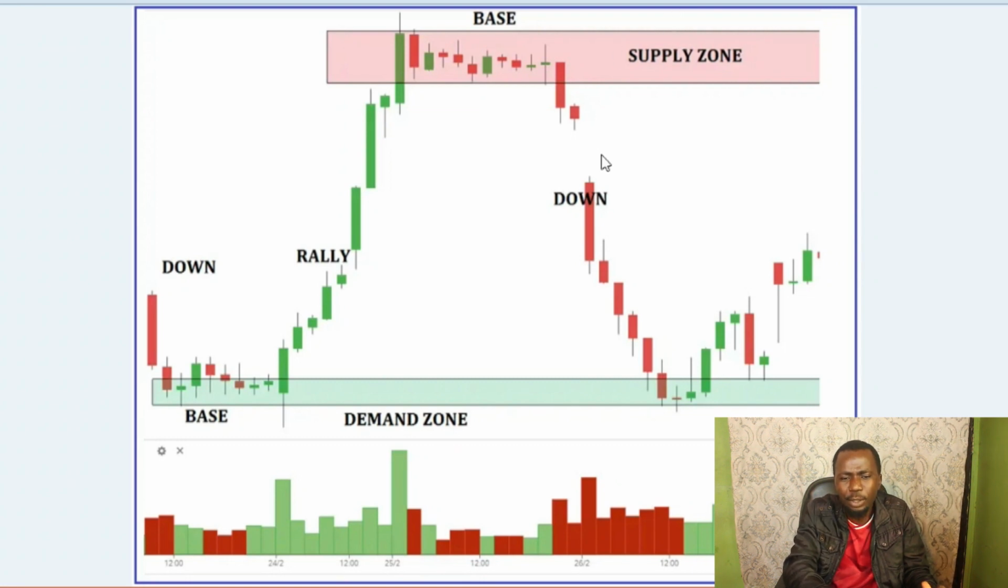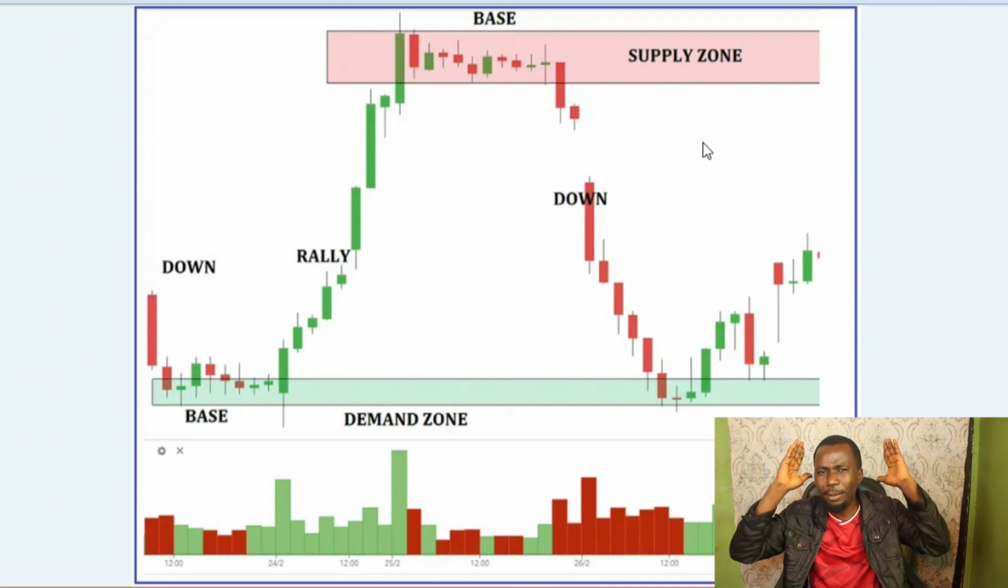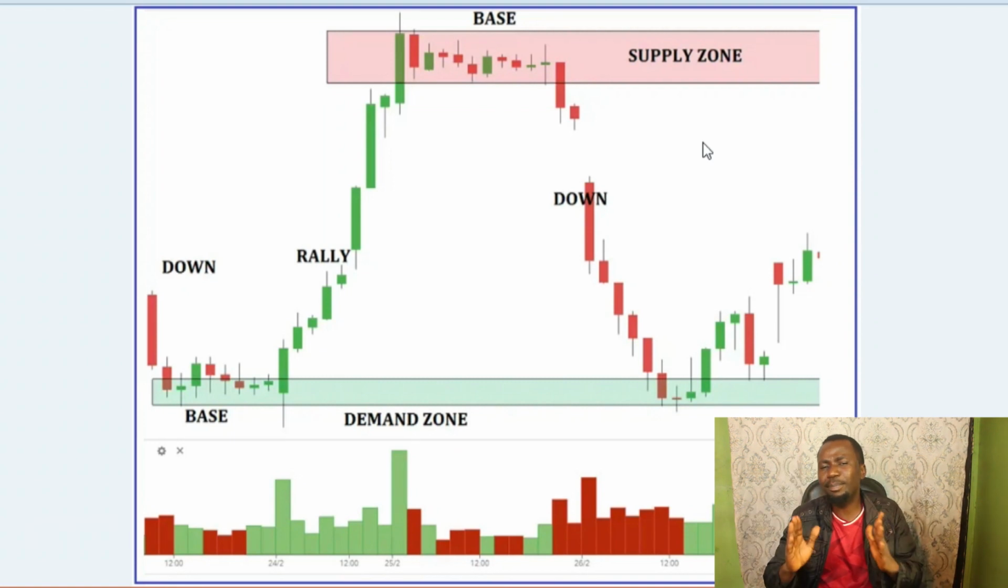And then when the price comes back again to this zone, it will tend to trigger your entry and the price will reverse and then start heading down again, and you are going to ride massive pips. So why is this possible?